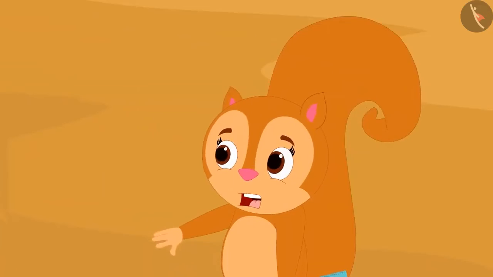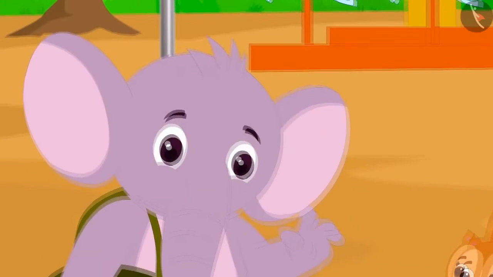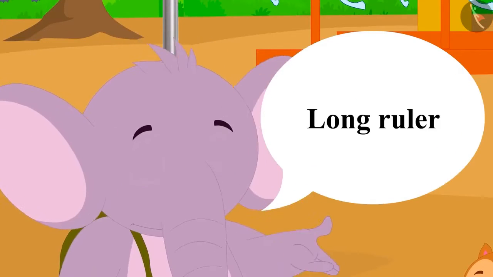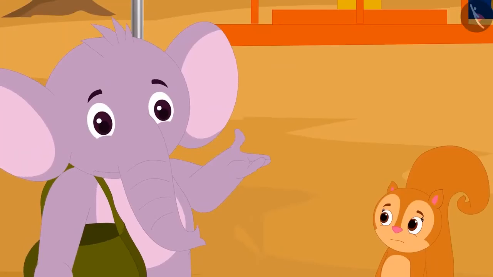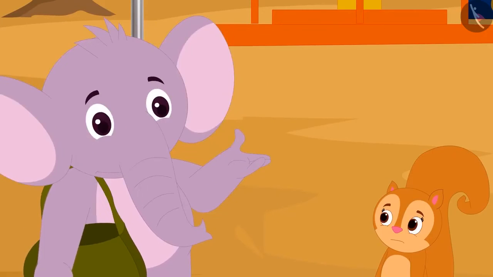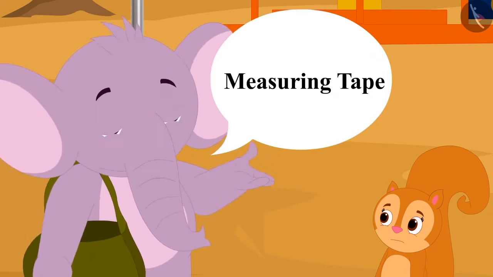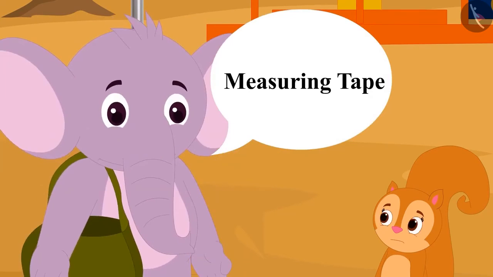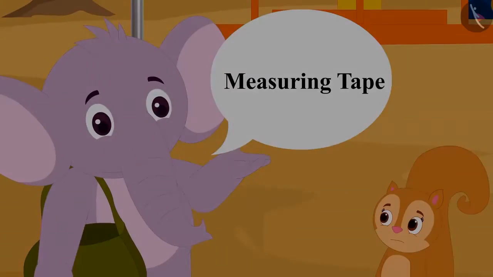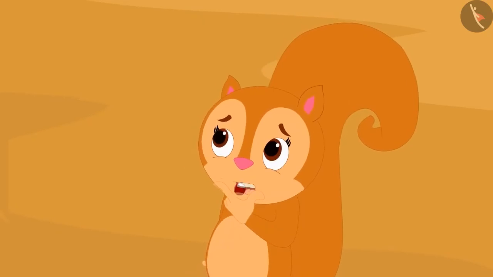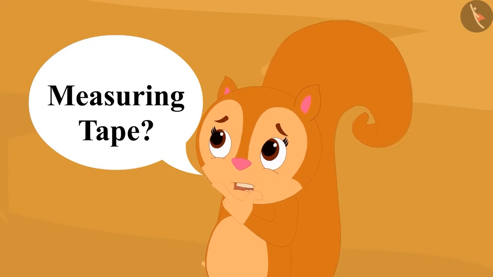Chanda was shocked. She asked Appu, "Is it possible to make such a long ruler?" "Yes, there is a long ruler to measure in meters. But if we have to measure the length of any object in meters, we can do this more easily by using a measuring tape." Chanda told him, "I have never seen a measuring tape. Can you show me?"